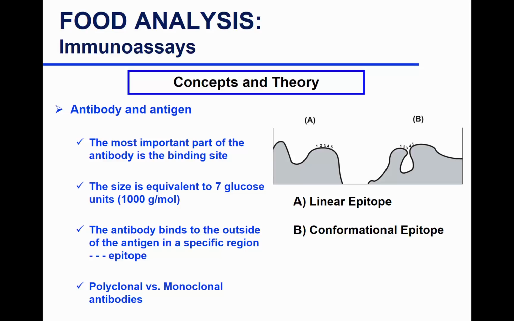And this is very important in sandwich ELISA. You want to have polyclonal, and I'll explain that when I get there.